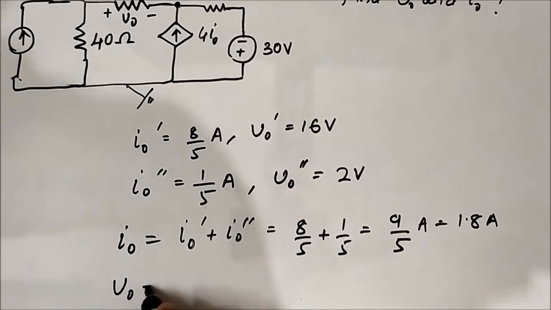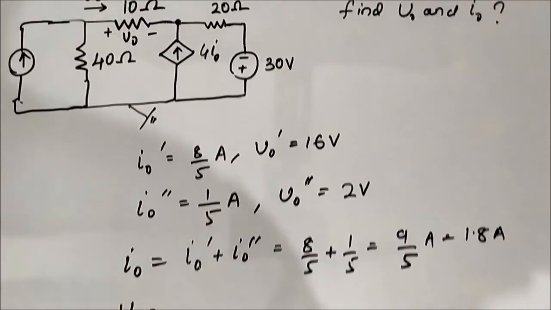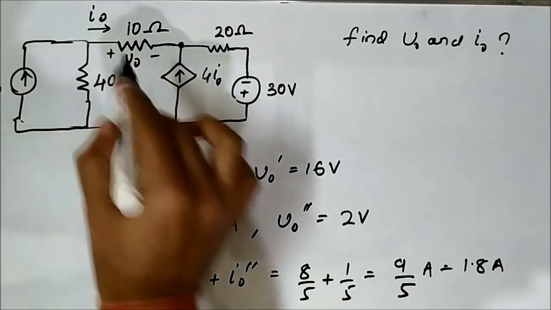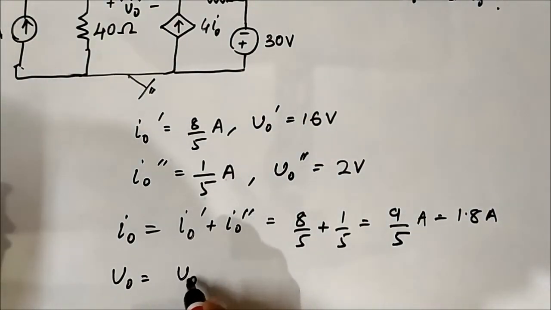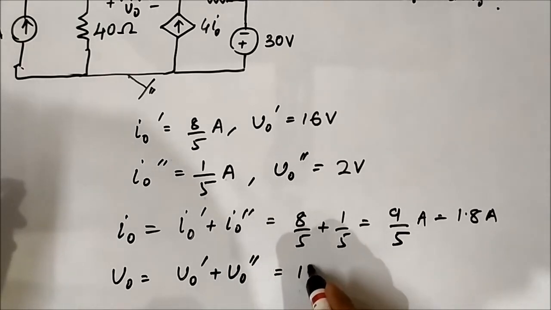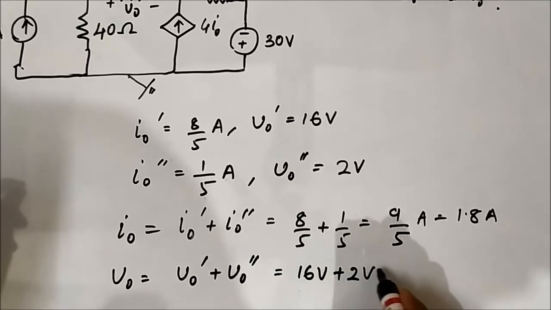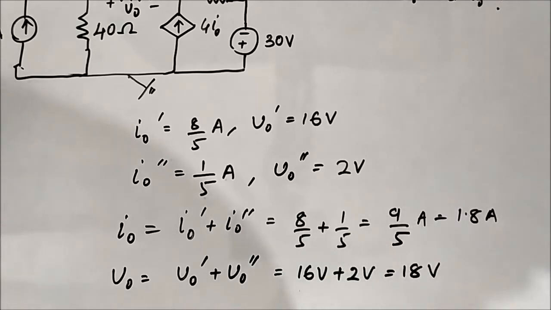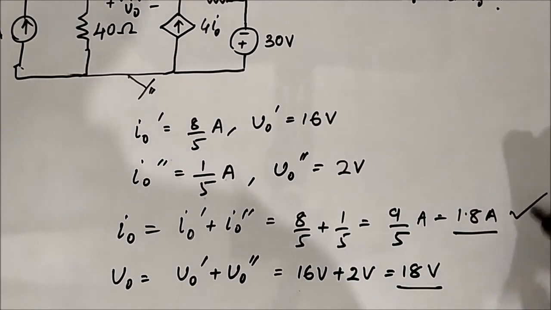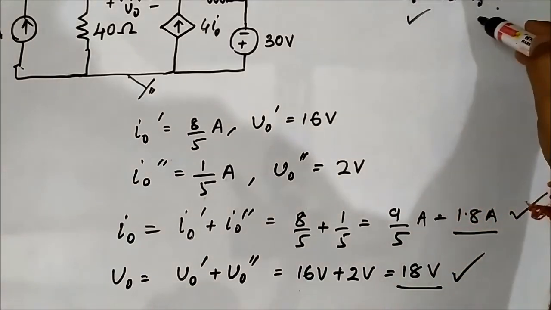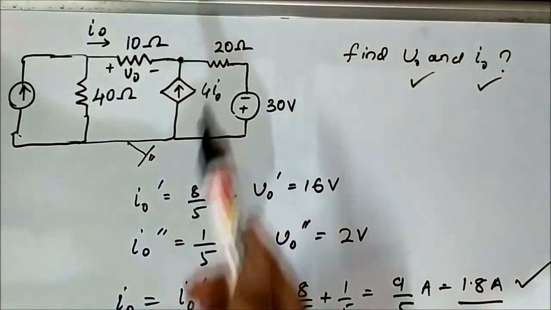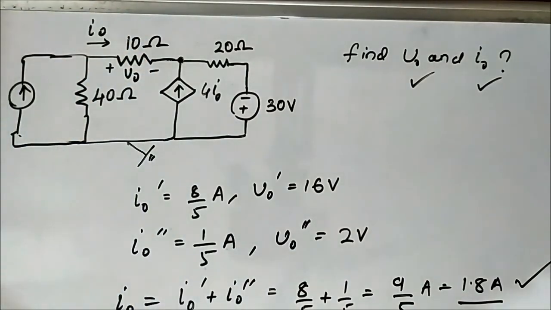Next is V0, same summation, with the same polarity, because current was always flowing in this direction, so the voltage drop has the same sign, same polarity in both the cases. So it is V0 dash plus V0 double dash, 16 volt plus 2 volt equal to 18 volt. So these two are our required answers for V0 and I0. This is I0, this is V0: the voltage drop across this 10 ohm resistor and I0 flowing through this 10 ohm resistor. So we have got this.